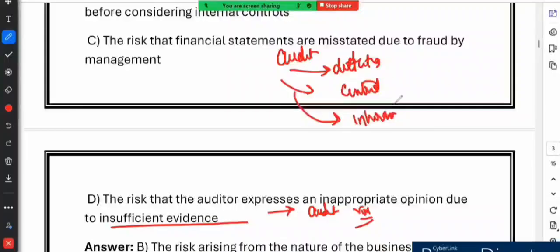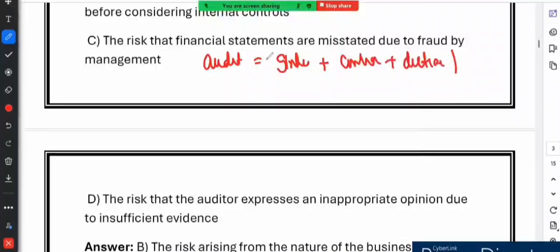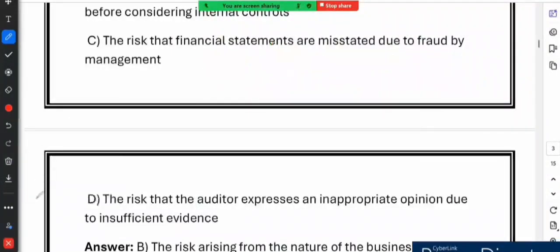So basically, if an auditor does not gather enough information and still gives an opinion, it increases the risk of wrong judgment. What we learned from this discussion is that audit risk is a sum of three kinds of risk: inherent plus control plus detection. These are the three risks which are part and parcel of audit risk. Inherent risk means the natural risk due to business type or transaction complexity. Control risk means the risk that the company's internal control fails to detect or prevent error. And detection risk means the risk that the auditor failed to identify a mistake during the audit. I hope this explanation makes the concept super simple for you, right? So these are all the points about audit risk.